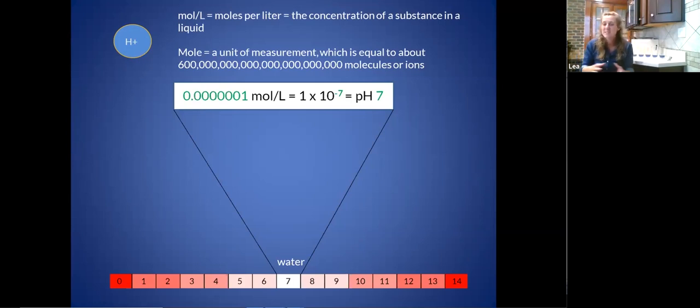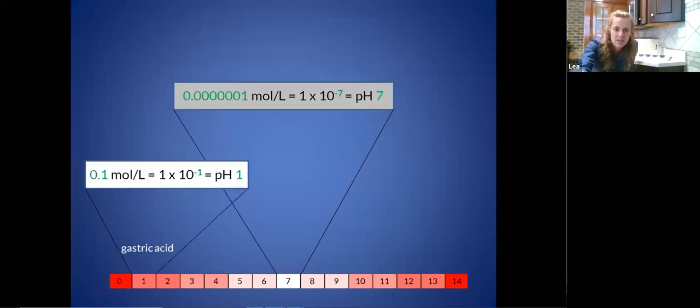So pH is going to simplify that even more, and it's just going to take this little number up here. It's just going to take this little baby number 7. It's going to make it positive and just take that. So pH 7 is basically just representative of the amount of hydrogen ions. It's just saying that per liter, water has 0.0000001 moles per liter in it. But we don't want to say that every time, so we just simplify it and we say it has a pH of 7. Okay, so let's take a look at another example.